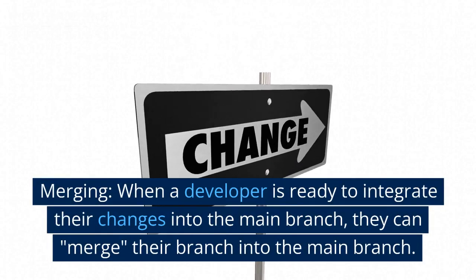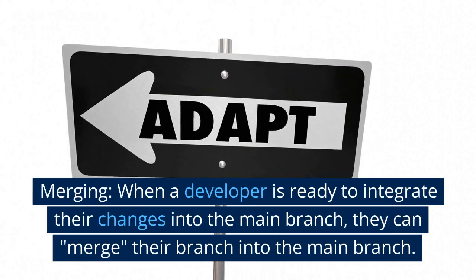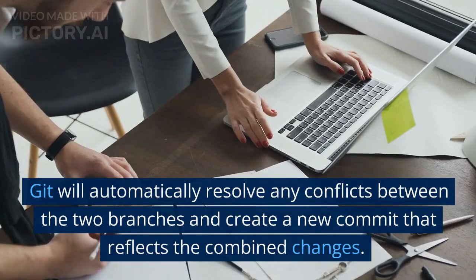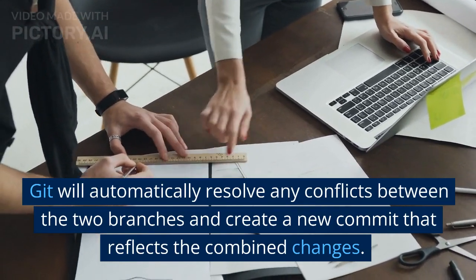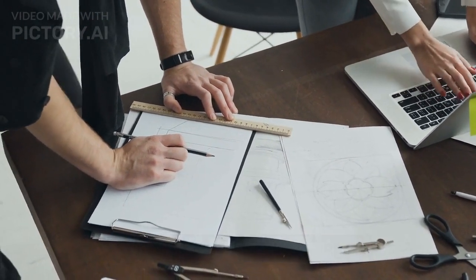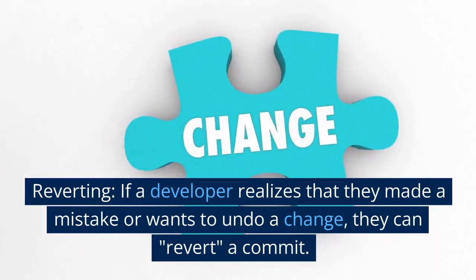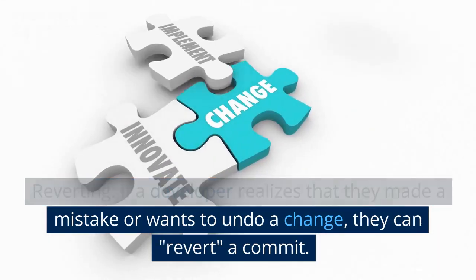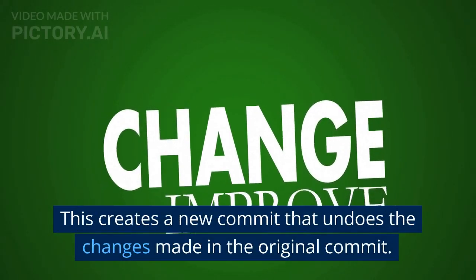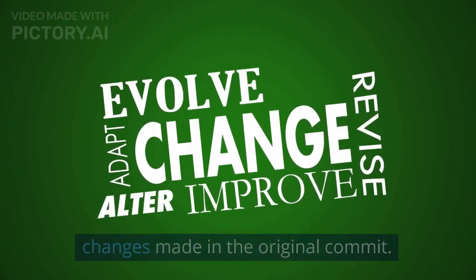Merging. When a developer is ready to integrate their changes into the main branch, they can merge their branch into the main branch. Git will automatically resolve any conflicts between the two branches and create a new commit that reflects the combined changes. Reverting. If a developer realizes that they made a mistake or wants to undo a change, they can revert a commit. This creates a new commit that undoes the changes made in the original commit.